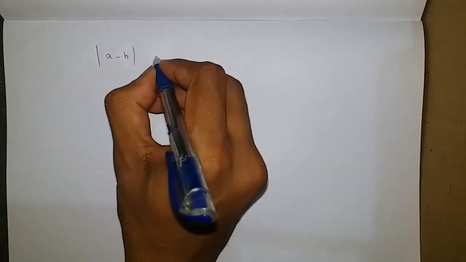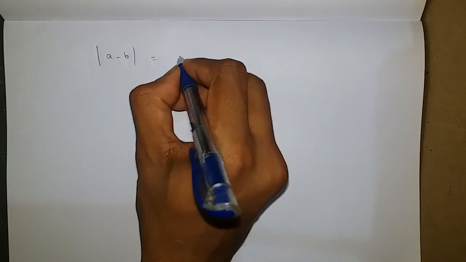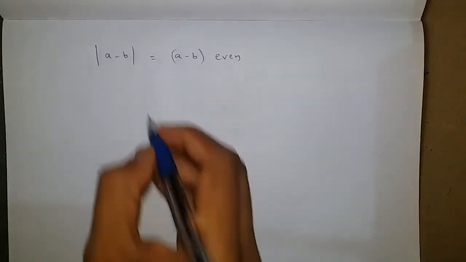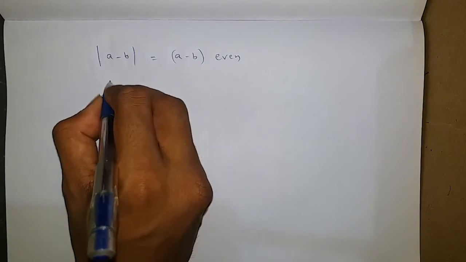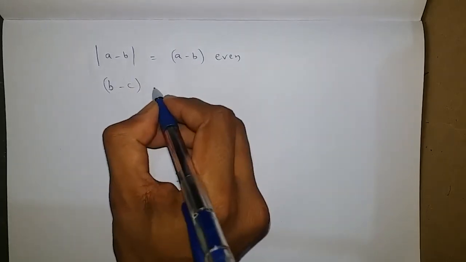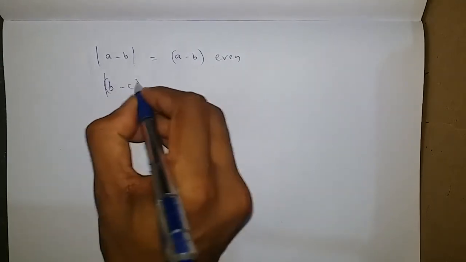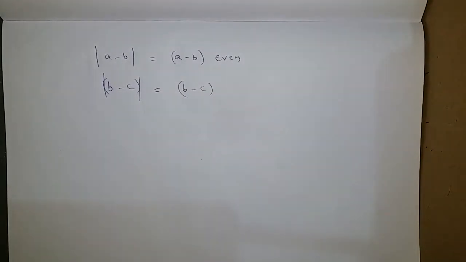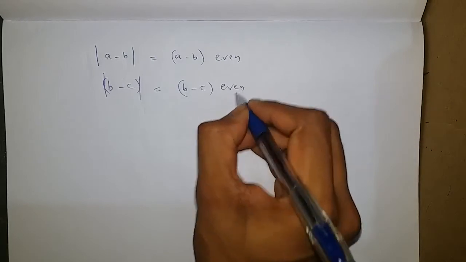Modulus of a minus b is nothing but a minus b. Already we know it is an even number. Next, I am taking modulus of b minus c. That will give b minus c, which we also know already is an even number.